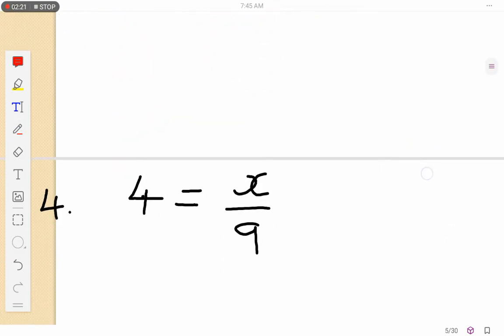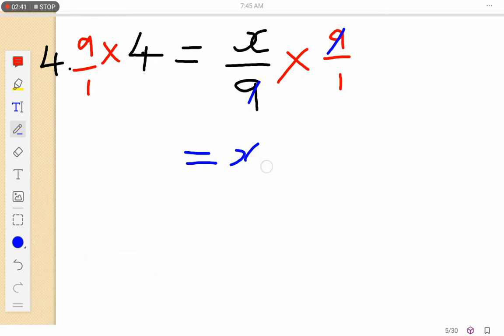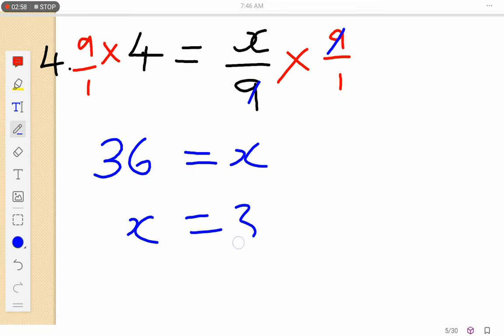Let's move on to the next example. This example is similar to the one that we just did. We multiply by 9 over 1, like that. When we do this, these will cancel off each other and we remain with an x. Now 4 times 9, what do we get? We get 36. But this is not the proper way of writing our x, so our x is equal to 36. This is the answer.